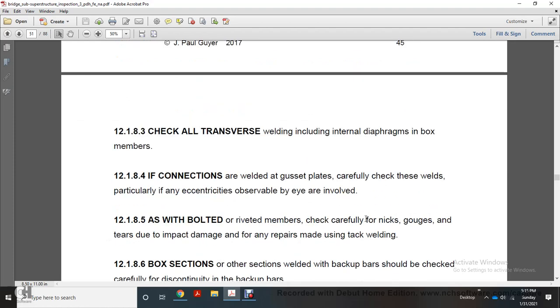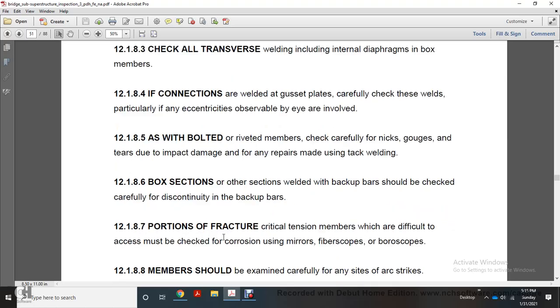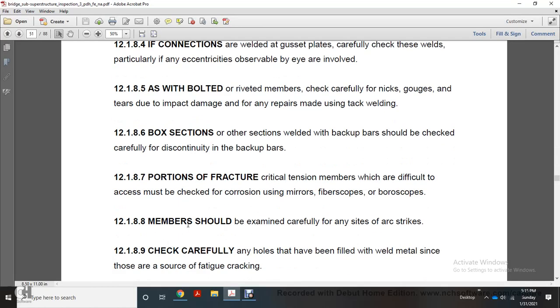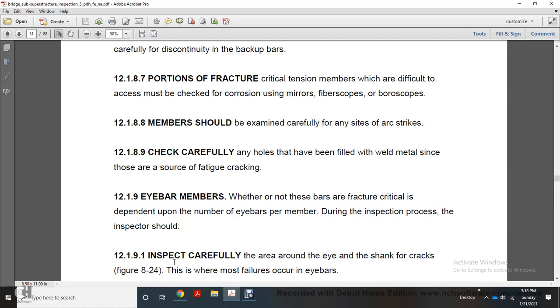As with bolted and riveted members, check carefully for nicks and gouges and light tears due to impact damage. Any repairs may have used tack welds. In box sections and other sections with welds using backup bars, the discontinuities of the backup bars should be checked carefully. Portions of fracture critical tension members which are difficult to access may be checked with inspection mirrors, a fiberscope and a portable oscilloscope. Members should be examined carefully for any arc strikes and for any holes that have been filled with weld metal, since these are sources of fatigue cracking.